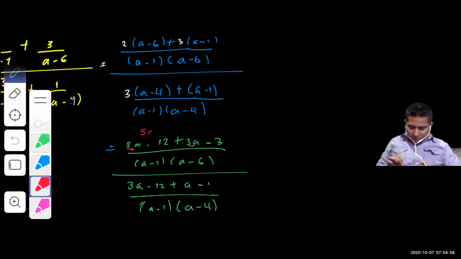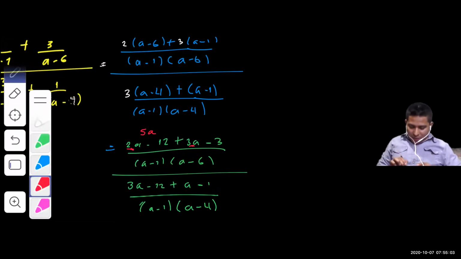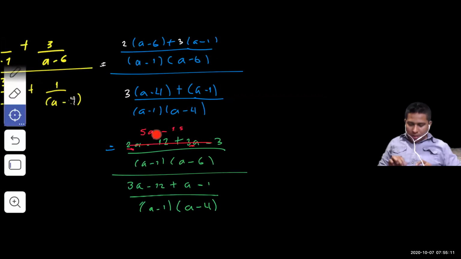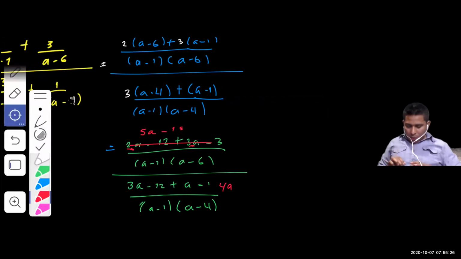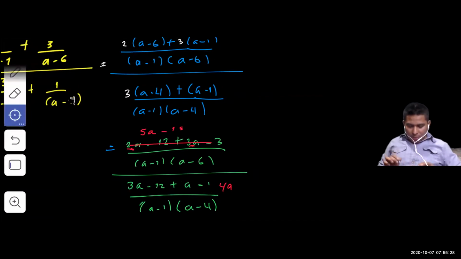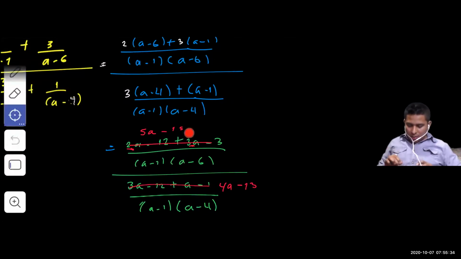5a, and the numbers, the constant terms: you have 3, negative 15. Negative 15. I'm gonna cross this out, because all of this is equivalent to this. I just rewrite it. And let's go to the denominator. 3a plus a, 4a. And the numbers, 3 minus, negative 13. I'm gonna cross this out because I don't need it. This is my new expression.